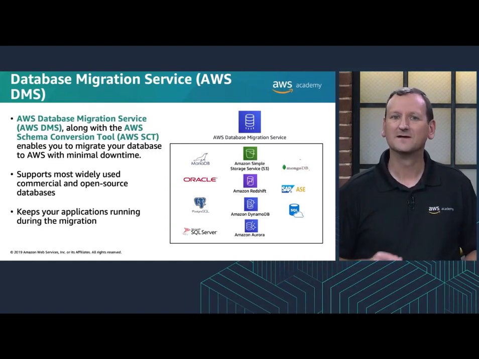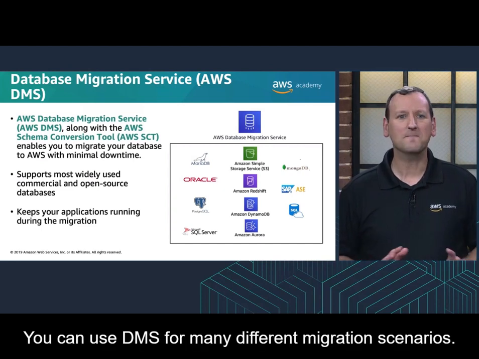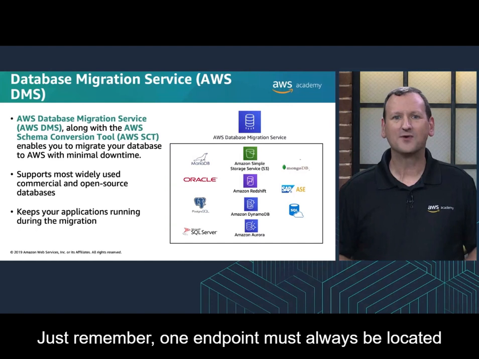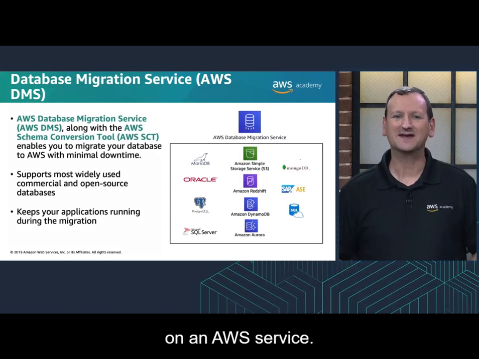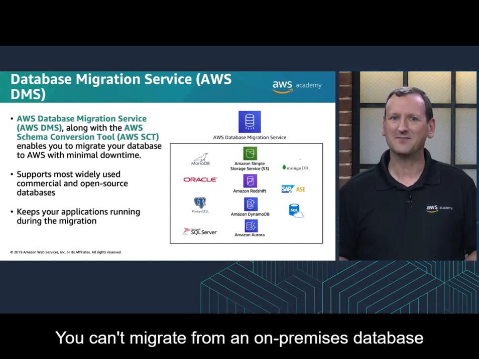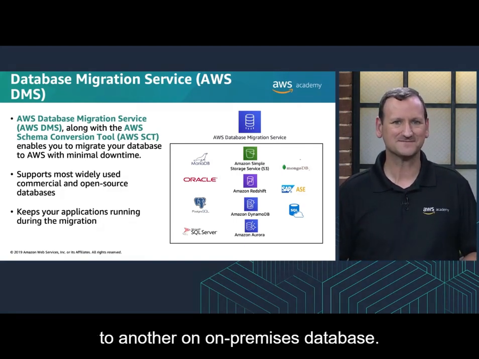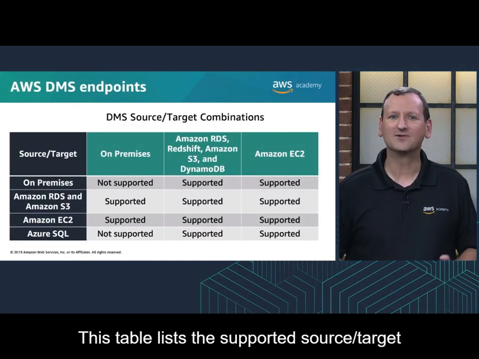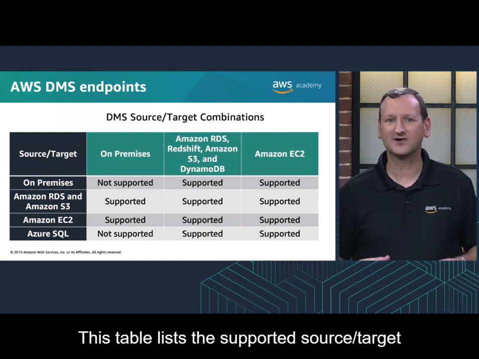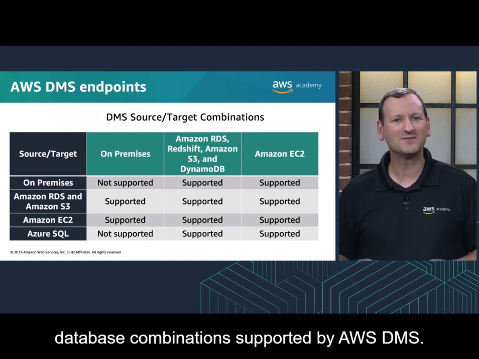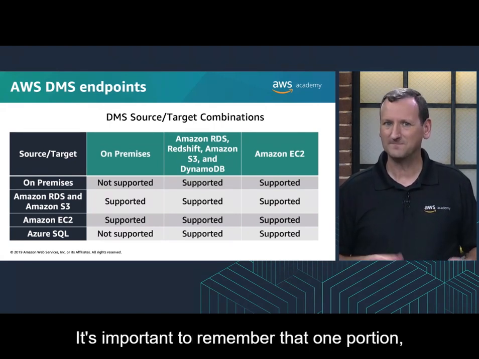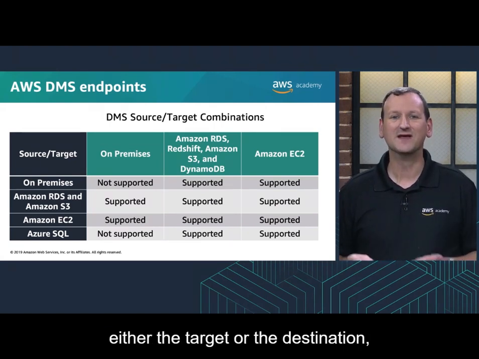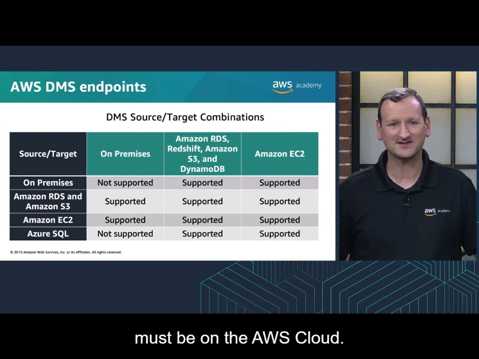You can use DMS for many different migration scenarios. Just remember, one endpoint must always be located on an AWS service. You can't migrate from an on-premises database to another on-premises database. This table lists the supported source-target database combinations supported by AWS DMS. It's important to remember that one portion, either the target or the destination, must be on the AWS cloud.